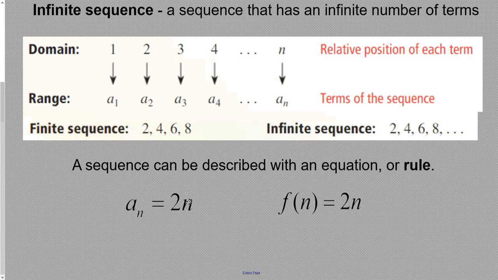For the first term, you plug in a 1. 2 times 1 is 2. For the second term, you plug in a 2. 2 times 2 is 4. For the third term, you plug in a 3. 2 times 3 is 6. For the fourth term, you plug in a 4. 2 times 4 is 8. That's how you find each of the terms of A for this sequence. And it can go on forever. You could write it as a rule like this, or as a function in function notation. They both work.